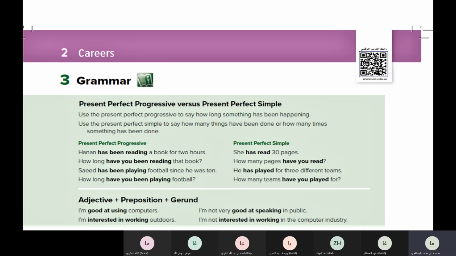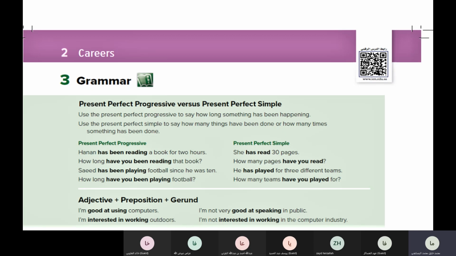Use the present perfect to talk about the number of times or quantity. So this is the difference between them. If you want to focus on time, the duration of time, we use what? The present perfect progressive. But if you want to focus on the number of things done, we use what? The present perfect. For example, I have studied 6 books. I cannot say I have been studying 6 books.